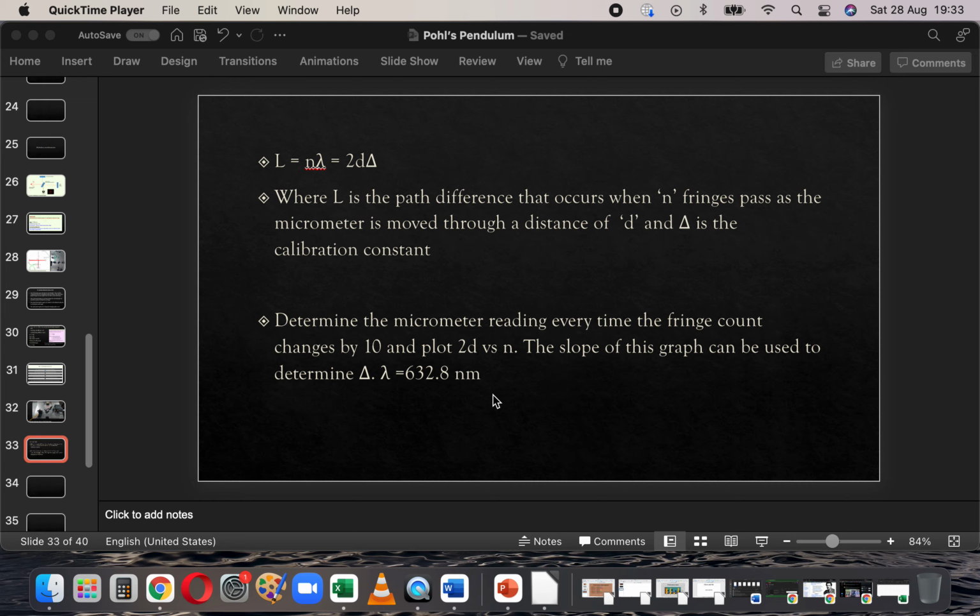For the refractive index of air part, you have a separate video where you have to take the data from the video. For this determination of calibration constant part, you have a separate video where you have to calculate the micrometer reading for every change in fringes of 10. So you have to plot 2d versus n, and from that you have to calculate the calibration constant.